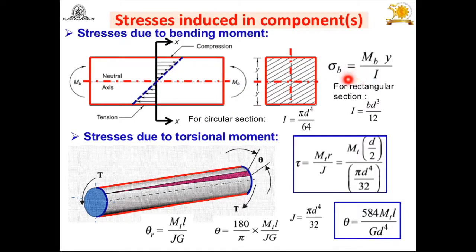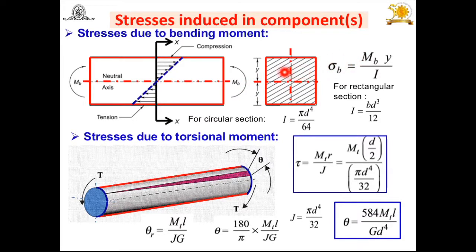Again here we can easily find out the magnitude of this bending stress sigma b by using this equation, M B y by I. MB is the bending moment, y is the distance from the neutral axis to the outermost fiber, and I means the moment of inertia. For a rectangular section, I is equal to b d cube by 12. For a circular section, I is equal to pi by 64 into d raised to 4. That means depending on the section we can take the value of I, substitute, and get the bending stress induced in the component because of this bending moment MB.